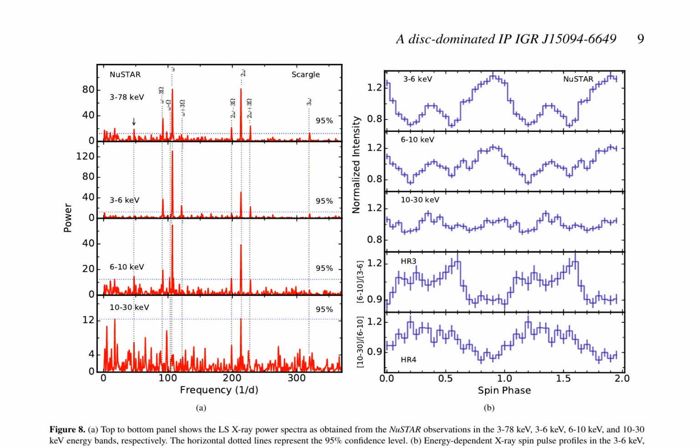Notably, Figure 8b exhibits energy-dependent X-ray spin pulse profiles across different bands and displays corresponding hardness ratio curves, including HR3, which measures count rate ratios from the 6-10 keV to the 3-6 keV energy band, and HR4, defined by ratios between 10-30 keV to 6-10 keV energy bands. Results illustrate that hardness ratios, especially in HR3 and HR4, undergo modulations opposite those found in the overall pulse intensities, consistent across studied energies.